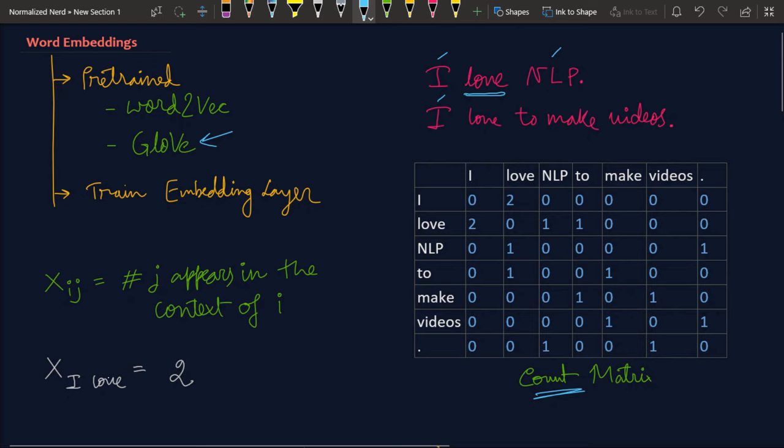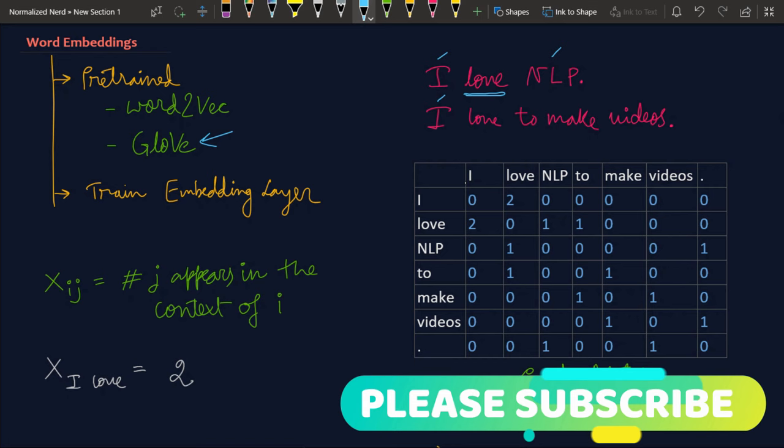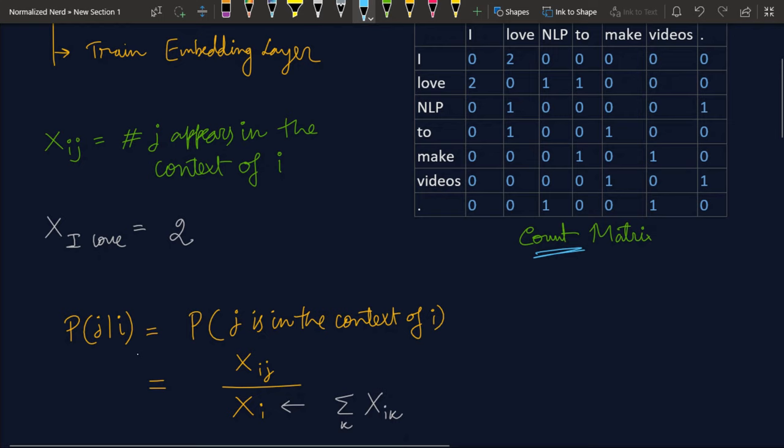To really understand the power of this co-occurrence matrix, I'm going to define another term, which is called the probability of the word j appearing in the context of i.